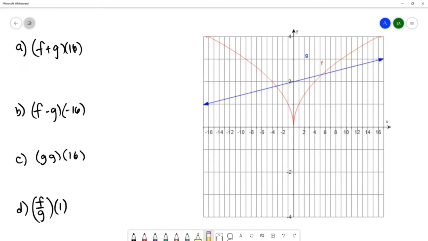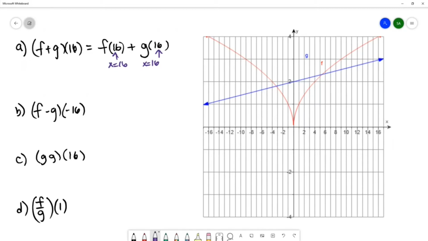And on the left here, I have some examples that we're going to work through. We have f plus g of 16, and we're going to simplify this. What this notation wants us to do is to evaluate f at 16, evaluate g at 16, and then add the results together. So I want to identify an x value of 16 on f and an x value of 16 on g.